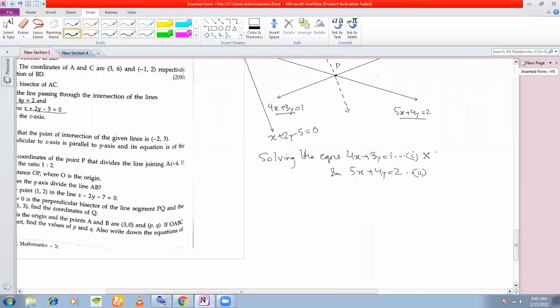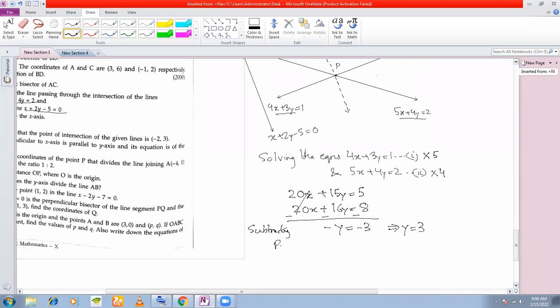You can multiply equation 1 by 5 and equation 2 by 4. So you get 20x plus 15y is equal to 5, and 20x plus 16y is equal to 8. Subtract. This cancels, so you get minus y is equal to 5 minus 8, which is minus 3. That means you get y is equal to 3.